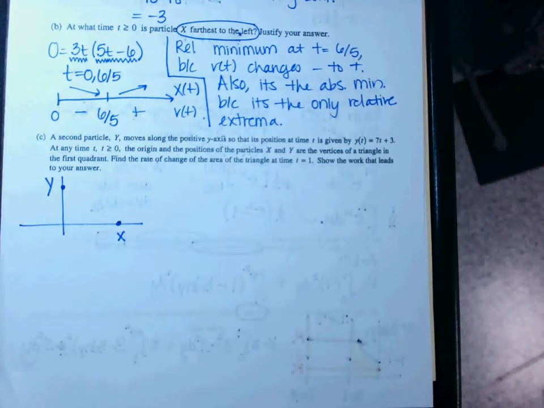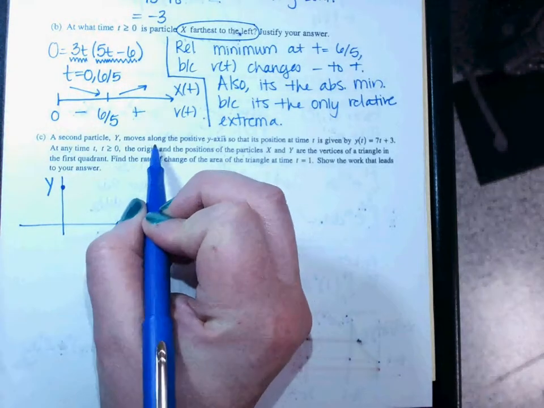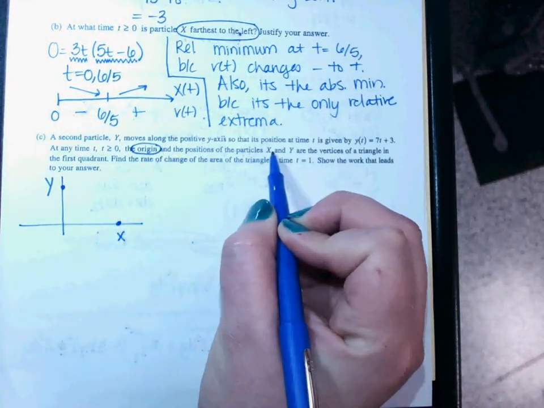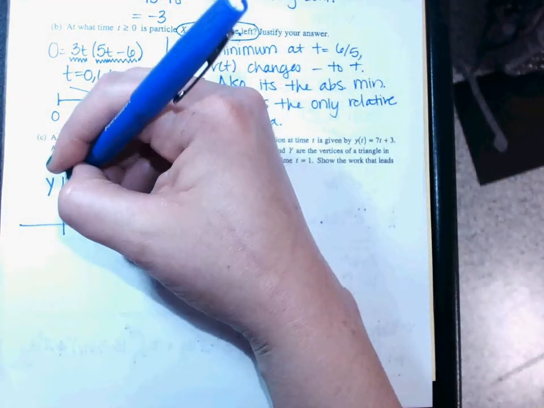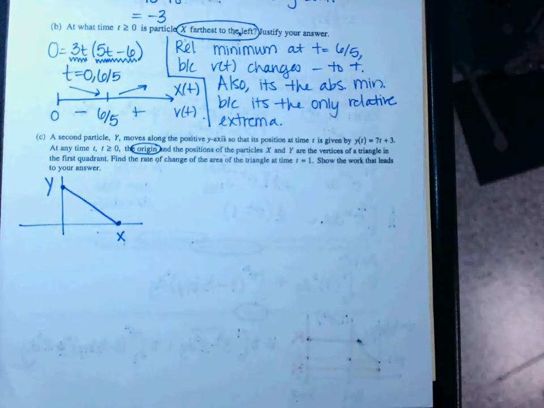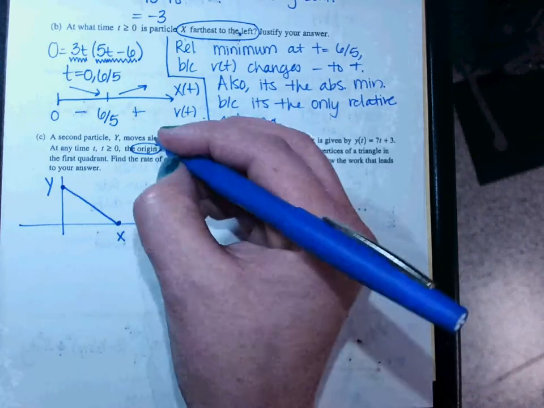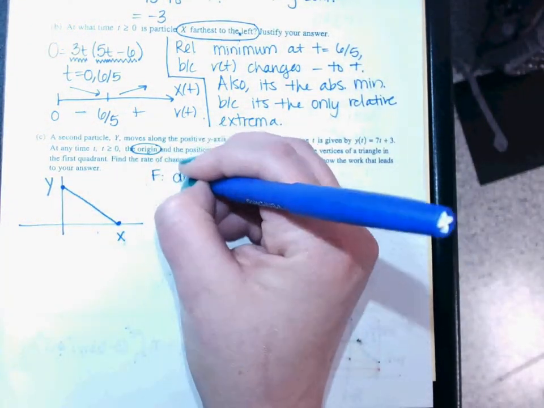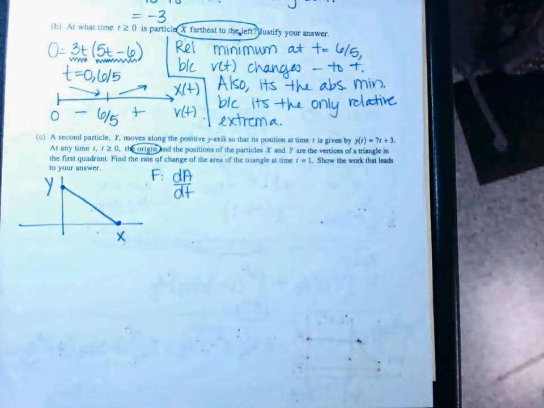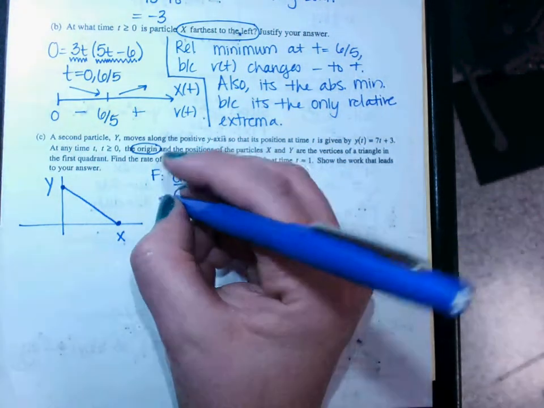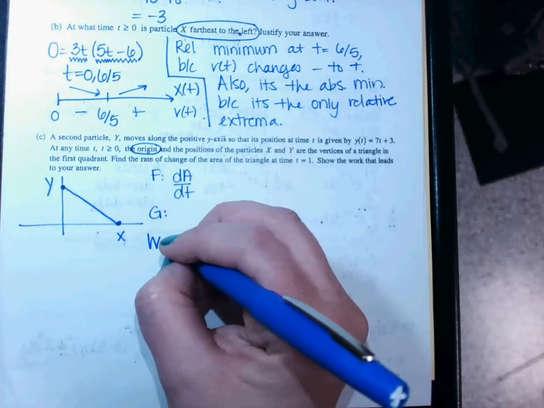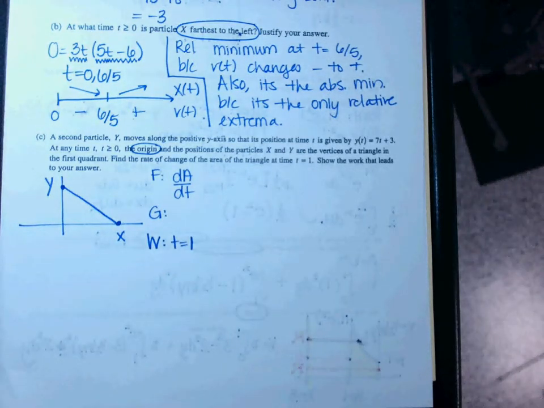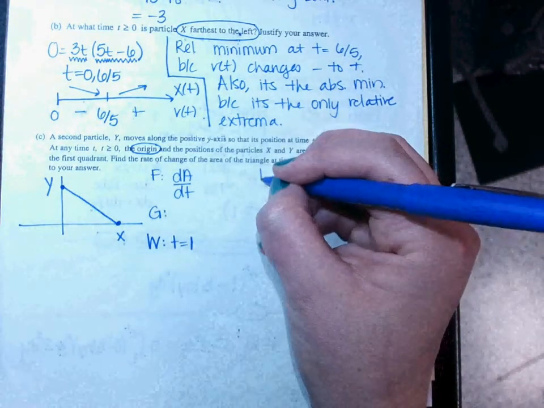So I'm going to draw x and y there. Then look what it says right here. The origin and the positions of the particles are vertices of a triangle. Draw the triangle. There's your triangle. Find the rate of change of the area of the triangle. What are they asking you to find? dA/dt. Then it says at time t equals 1. So I'm going to skip my given and go to my when. What's my when? When time is 1.